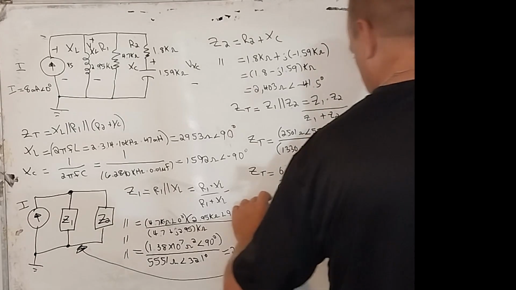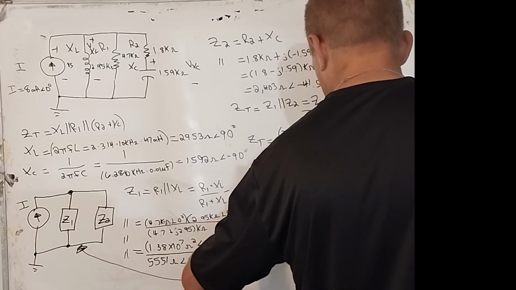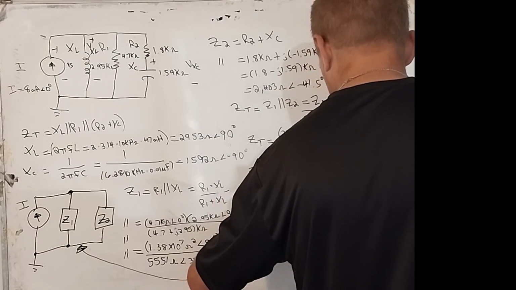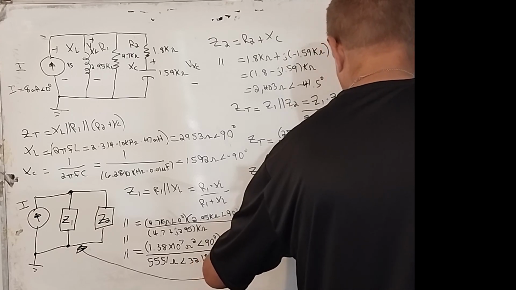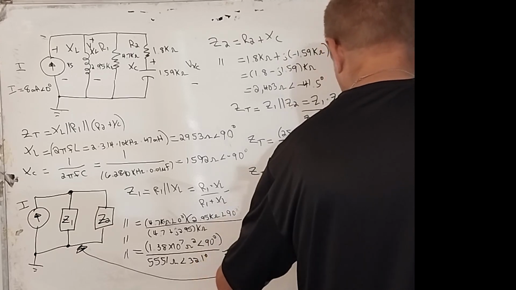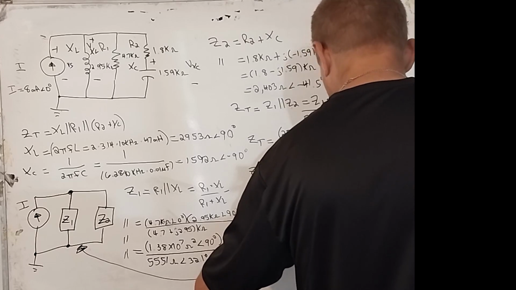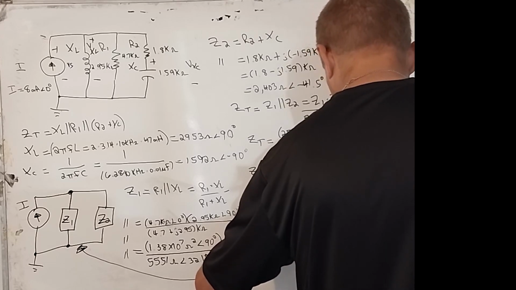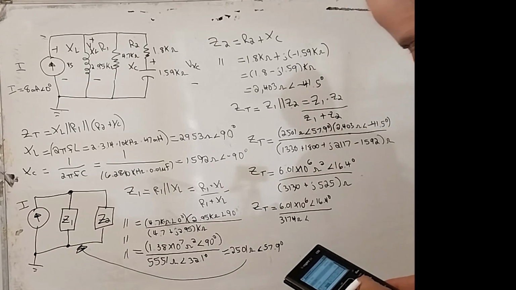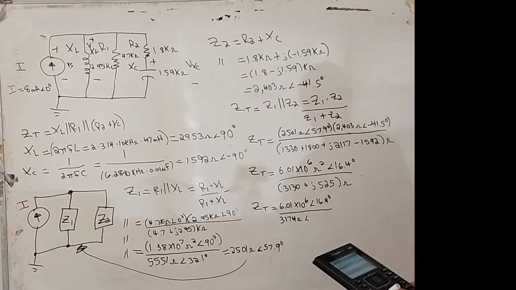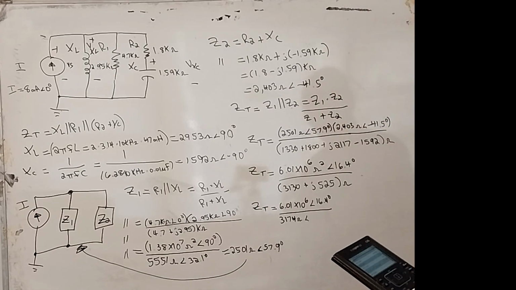Do it down here. Z sub t is equal to 3174 ohms at an angle of, let's see, 525 divided by 3130.